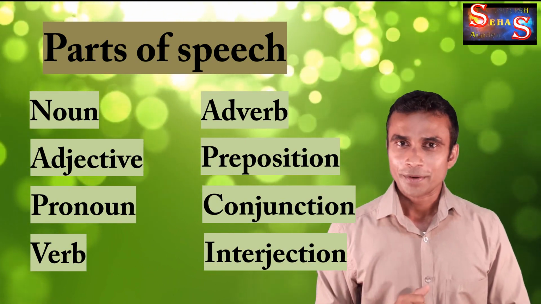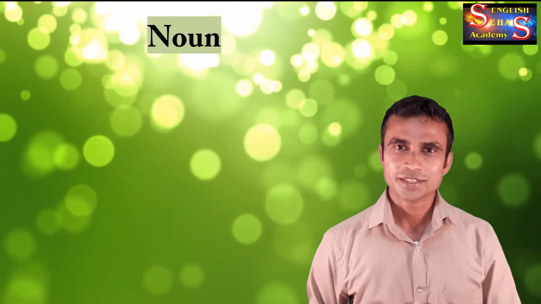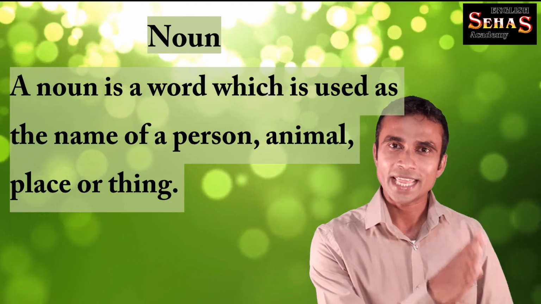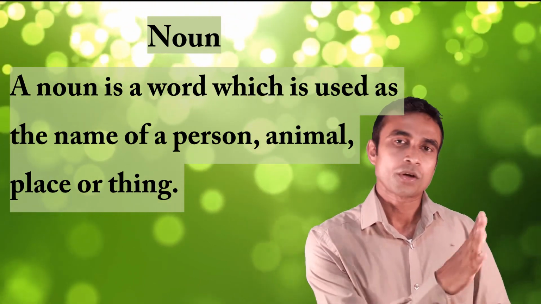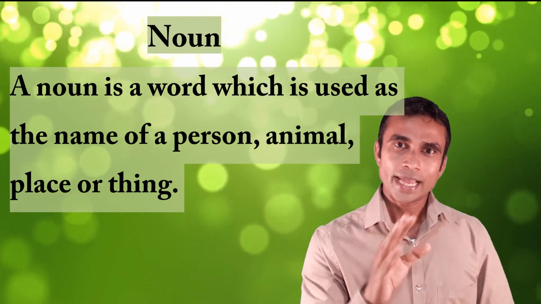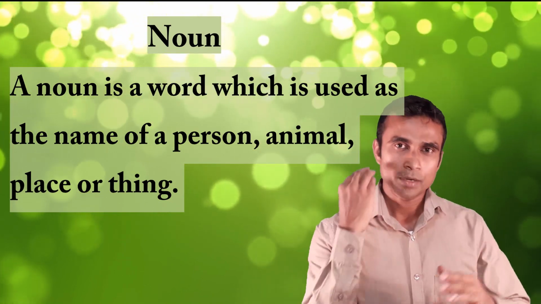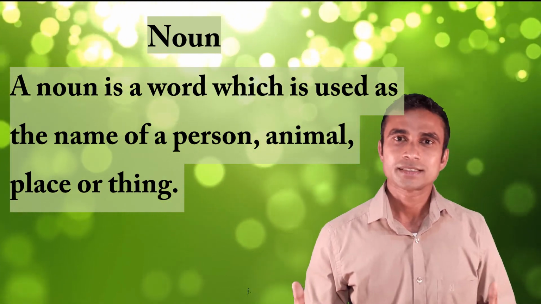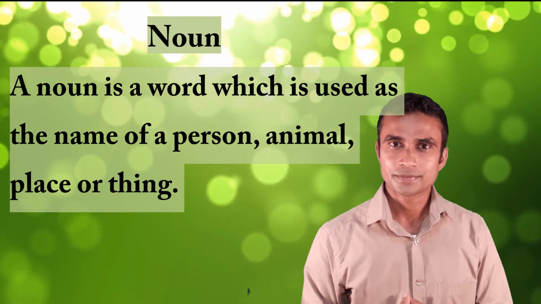Let me take one by one. Nouns. Nouns are naming words. A noun is a word which is used as the name of a person, animal, place, or thing. Here, thing refers to anything that we can think of. The things that we can perceive by our 5 senses. There are things sometimes we can't perceive by our 5 senses.